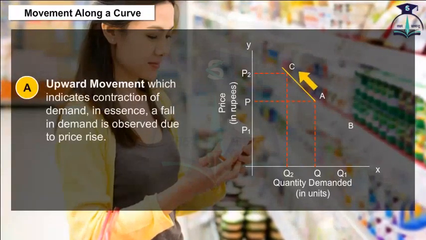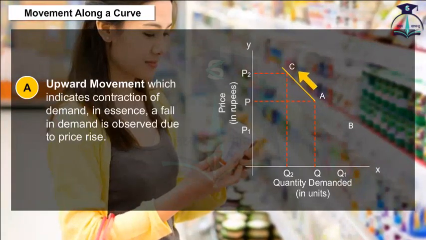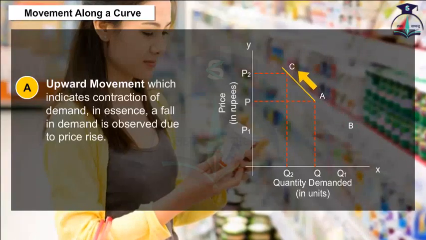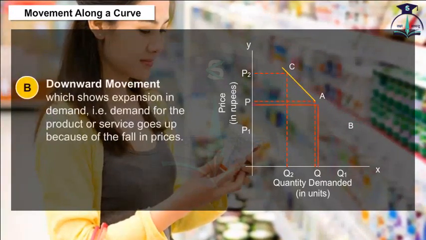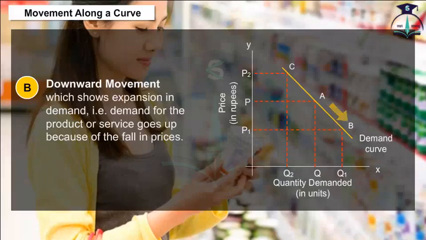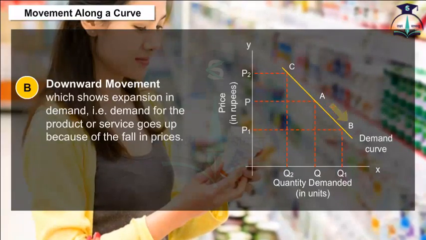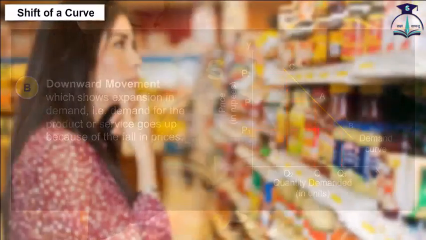A. Upward movement, which indicates contraction of demand. In a sense, a fall in demand is observed due to price rise. B. Downward movement, which shows expansion in demand, that is, demand for the product or service goes up because of the fall in prices. Shift of a curve.